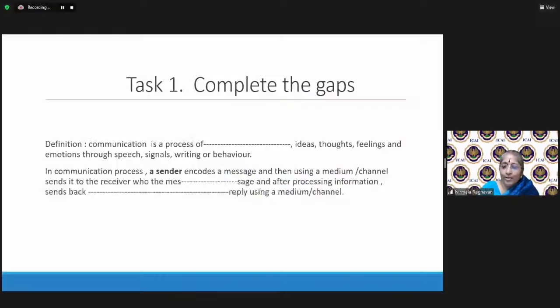Now, let's go to our PPT. Chat box. I don't see any message here. Anyway, I'm not going to waste time now. Yes, here we are back, and I go back to my PowerPoint. Just give me a minute. So you completed the gaps. I'll go back to the previous slide. Just check if your answers are right.